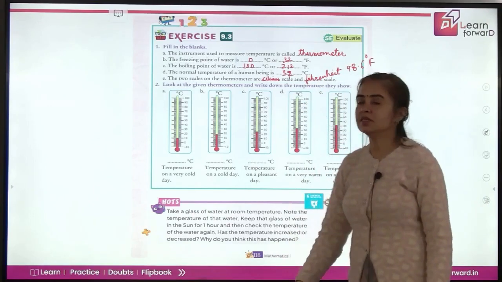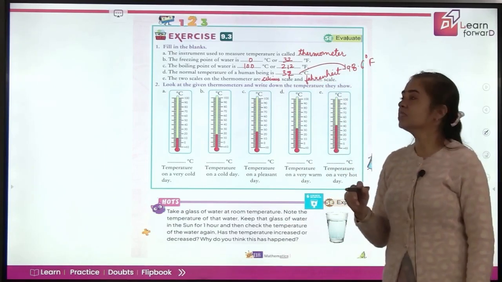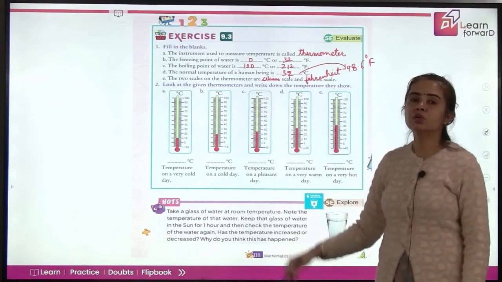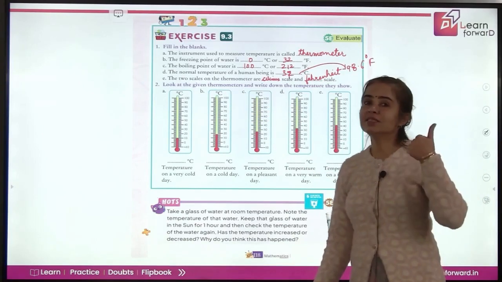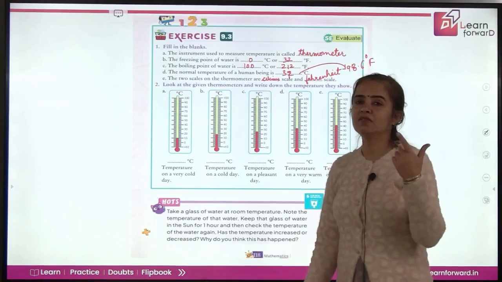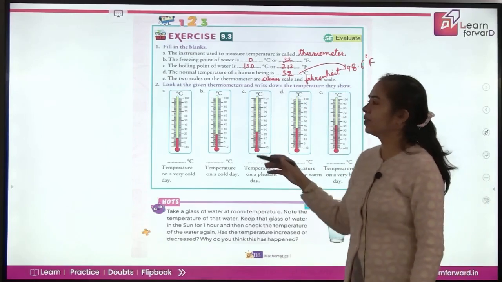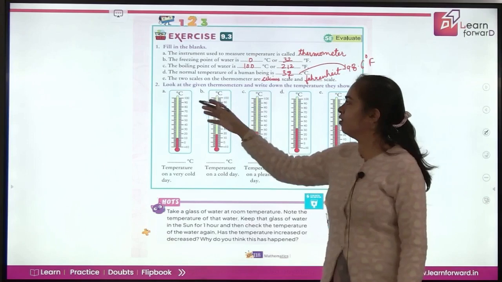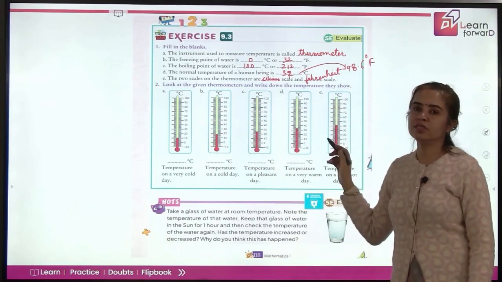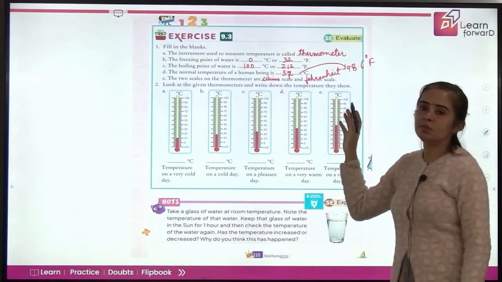37 degrees Celsius, right? Which is the same as 98.6 degrees Fahrenheit also. Now coming to two scales on the thermometer, what are the two scales we have learned? One is the Celsius, which is also called centigrade, and the other one is the Fahrenheit scale. So these are the two scales we must know. Now you have another question here where you see this temperature red mark is showing you how much is the temperature. So look at the given thermometers and write down the temperature they show.